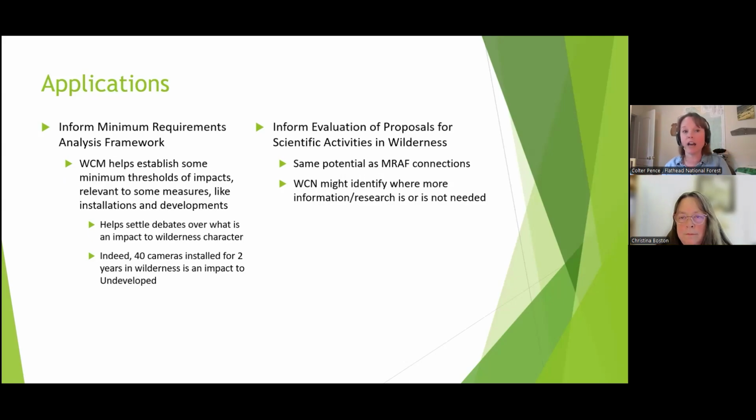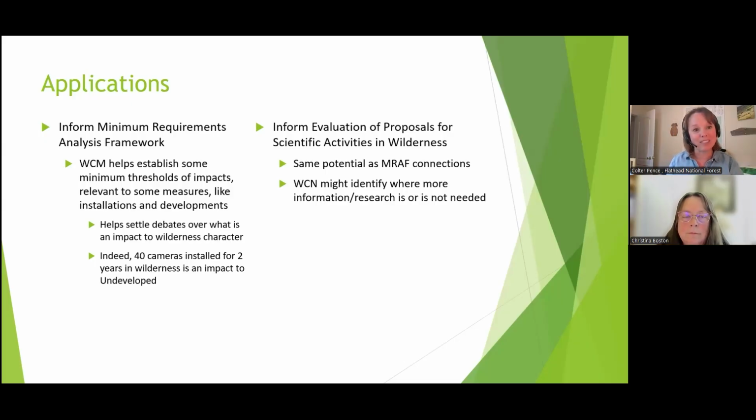It can help clarify what is special and worth more research in wilderness, and what maybe we already know a whole lot about and it's not that much of a mystery to us. And it can also settle debates. Here's an example. We have a proposal on my unit for 40 cameras in wilderness for wildlife purposes for over a year.